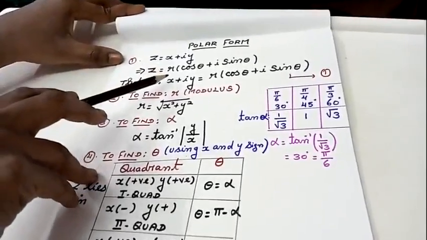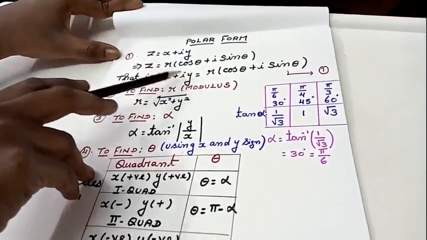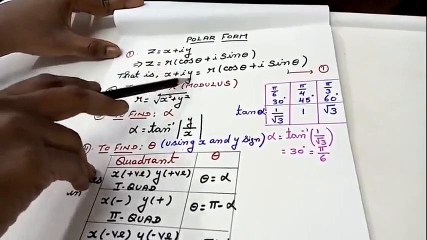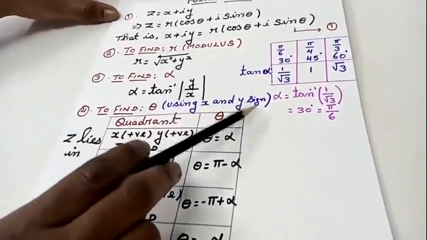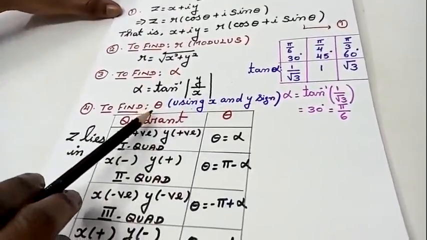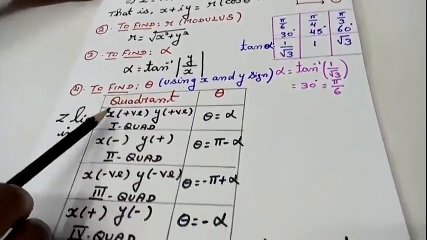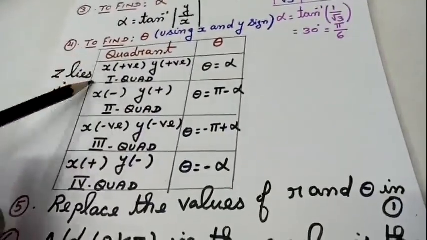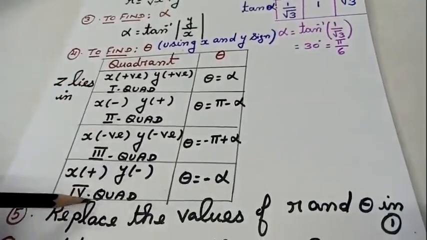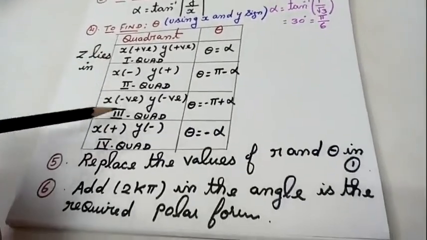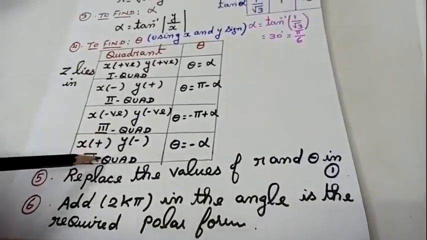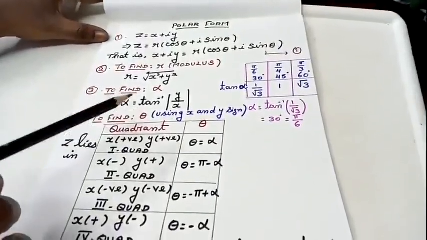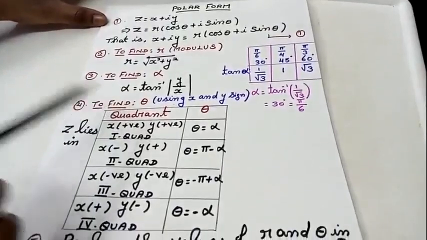in my question, I am going to just check my x and y. That is, I am going to check the sign of x and y. Using x and y sign only, I'm going to find theta, students. That is, I'm going to fix the quadrant where that z lies. I'm going to have 4 quadrants here. That is first quadrant, second quadrant, third quadrant and fourth quadrant. I'm going to convert this alpha into theta, and this is the procedure for finding theta.